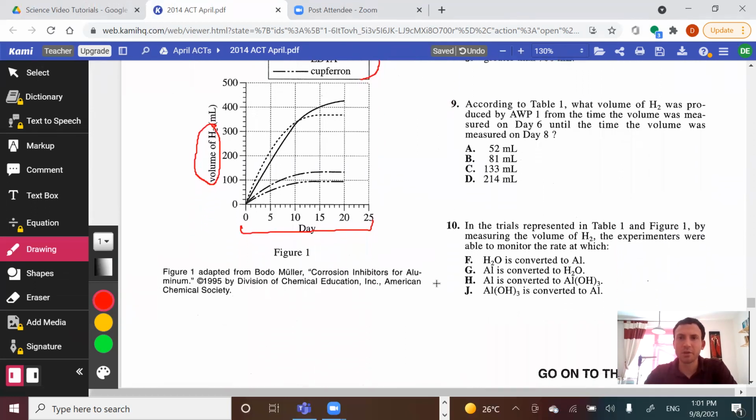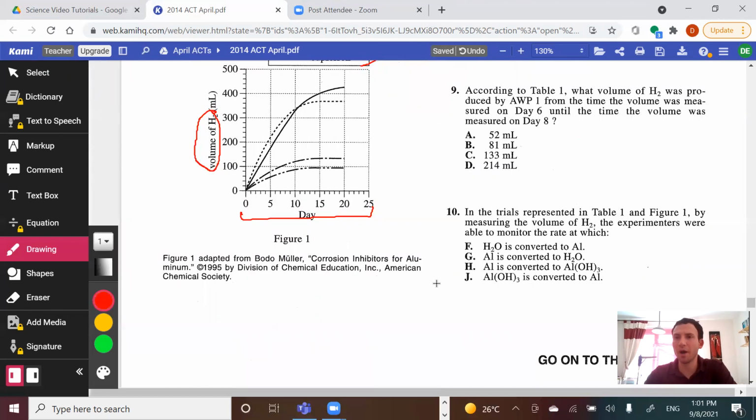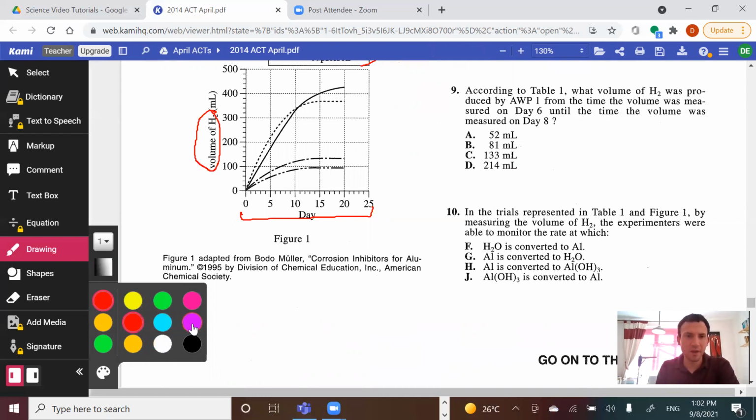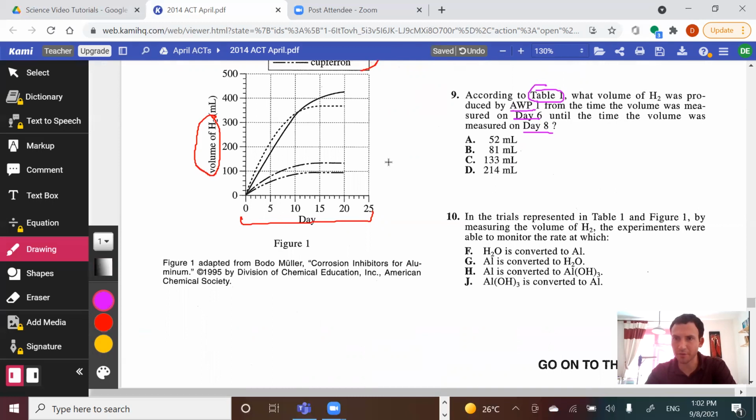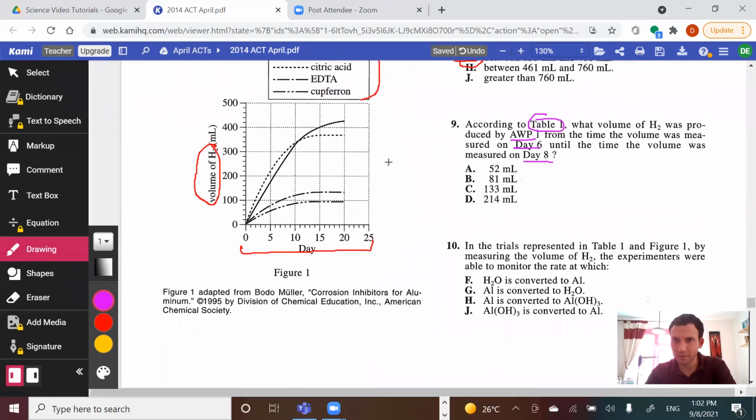Okay, so 9, according to table 1, what volume of H2 was produced by AWP1 from the time the volume was measured on day 6 until the time the volume was measured on day 8? So again, we just have to pin down exactly what this is asking. It's saying go to table 1, look at AWP1, and compare the output of H2 on day 6 to the output of H2 on day 8. And it wants to know the difference between the two.